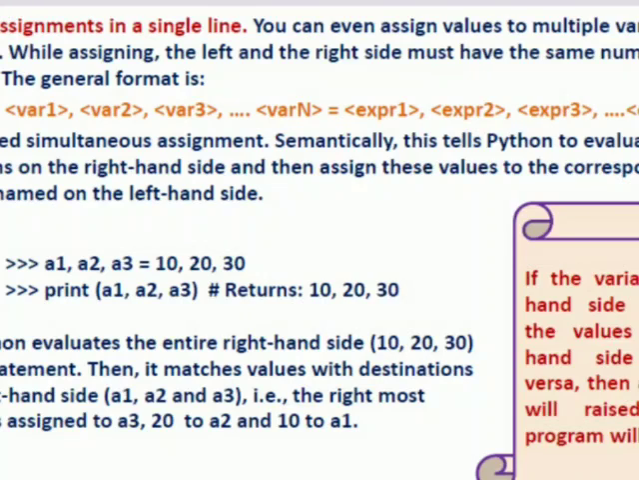So what is the first value? 10. The first value will be assigned to the first variable. So the first value is 10 and the first variable is A1. So what will be assigned in A1? 10. Second value is 20. Second variable is A2. So what will be assigned to A2? 20. Third value is 30 and the third variable is A3. So what will be assigned to A3? 30. So this way, when we print A1, A2, A3, what will be the output this time? 10, 20 and 30.